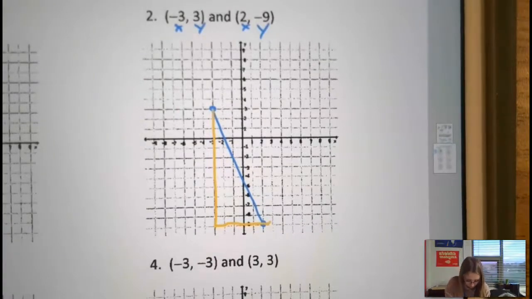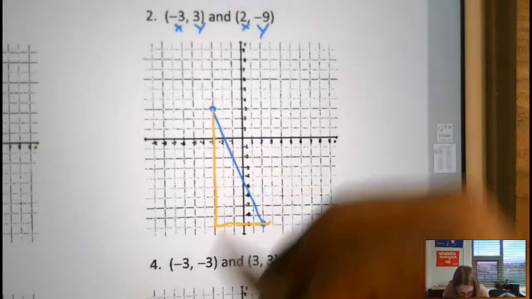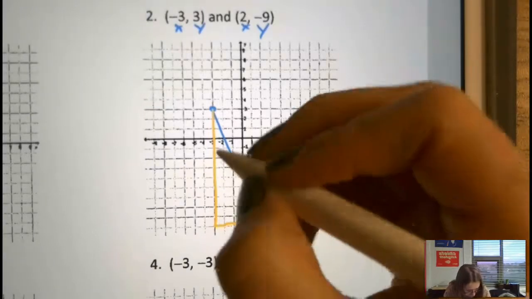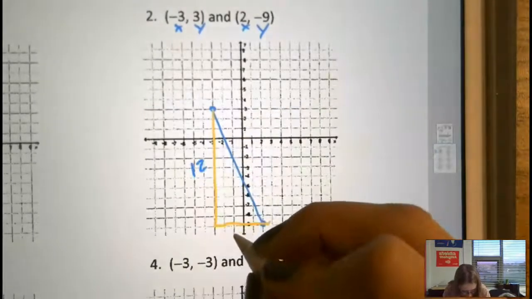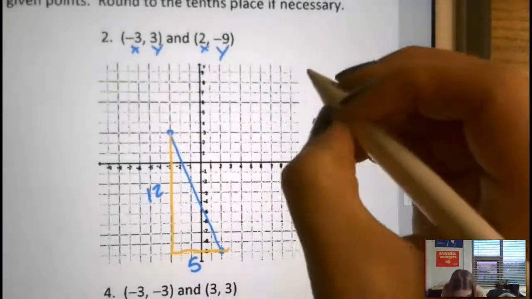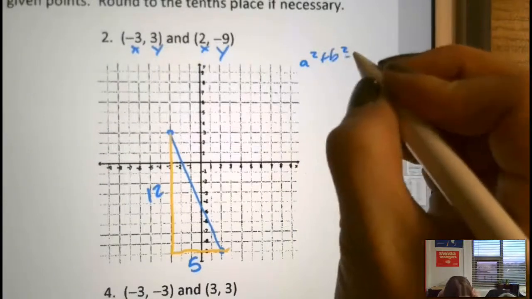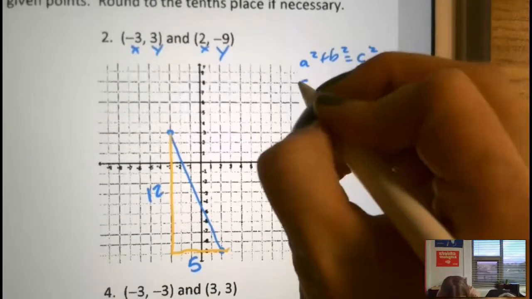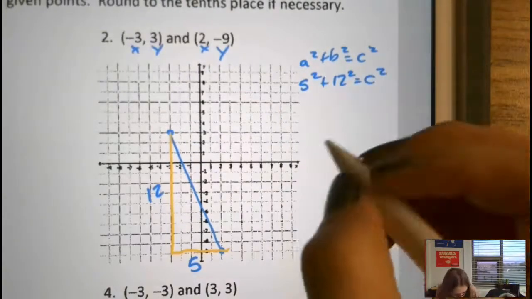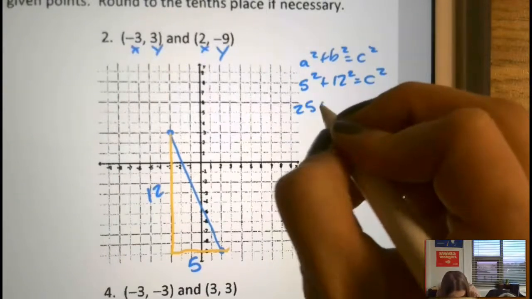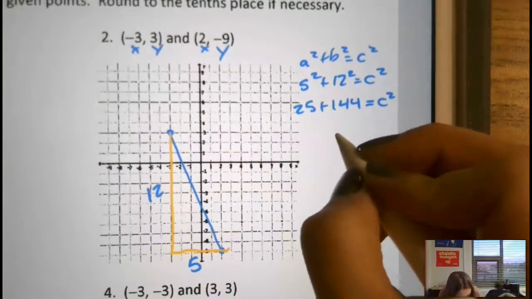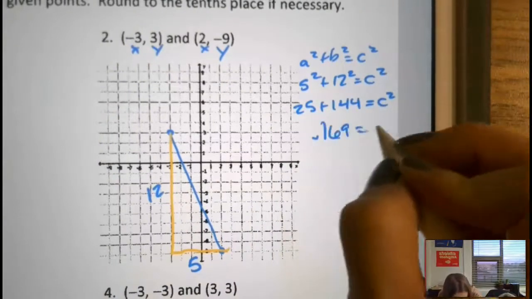Okay, so our leg here, this distance is 12, and this distance is 5. So what am I going to do? Plug that in, and I get a squared plus b squared equals c squared. I get 5 squared plus 12 squared equals c squared. Then we have 25 plus 144. And ultimately, we got 169 equals c squared.